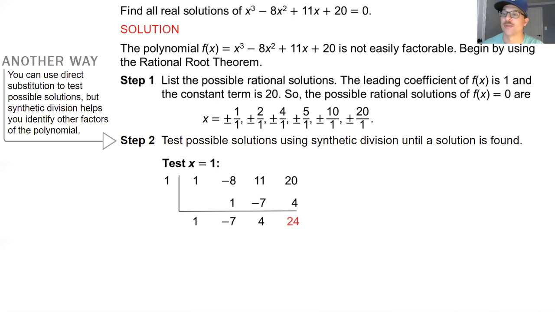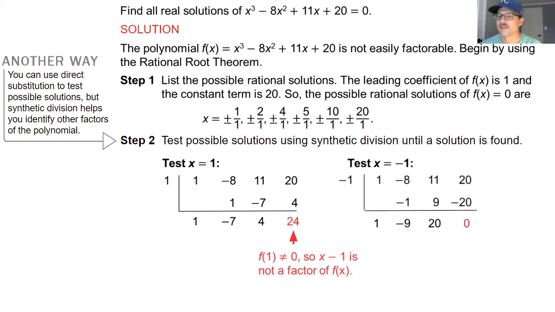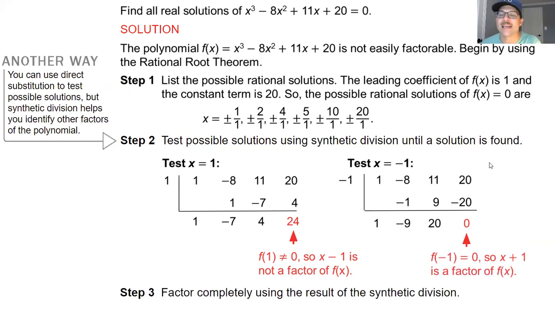So we're going to test with positive 1, because that's 1 divided by 1. You use that in your synthetic division and you get a remainder of 24. Because it's not equal to 0, it's not a factor. We're going to move on to x equals negative 1, plugging that into your synthetic division of the exact same coefficients. Going through that process, you do get a remainder of 0. So x equals negative 1 is a solution, which means x plus 1 is a factor of this equation.